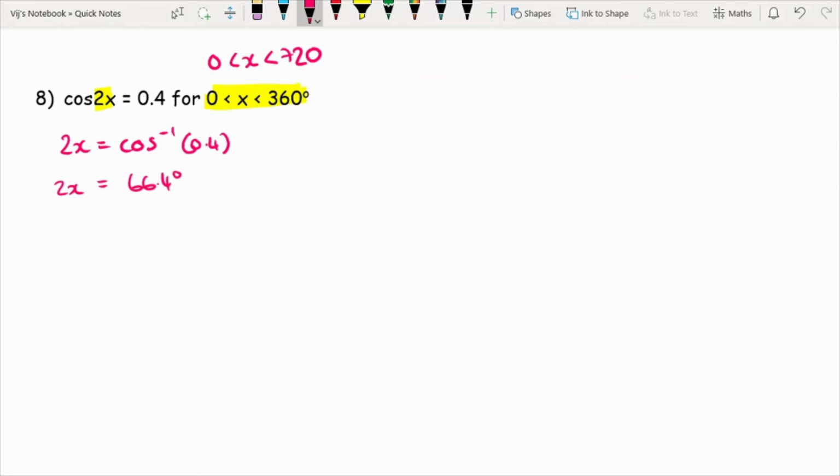If I type that into my calculator, I get that 2x is equal to 66.4. Now the key thing, and what's very, very common that a lot of students do, is they then go on to work out what x is by dividing this by 2 and then use the graph. Do not do that. Do the dividing by 2 when you've got all the possible angles.